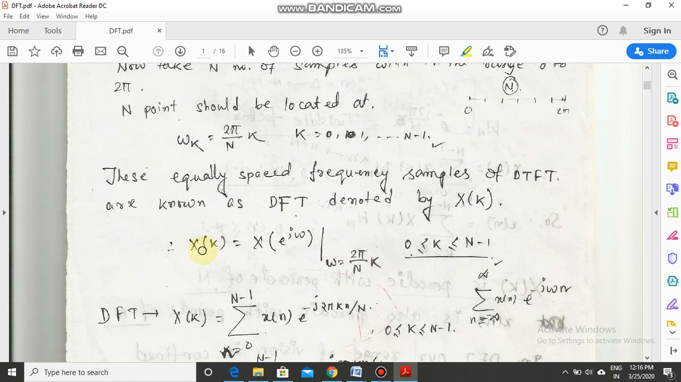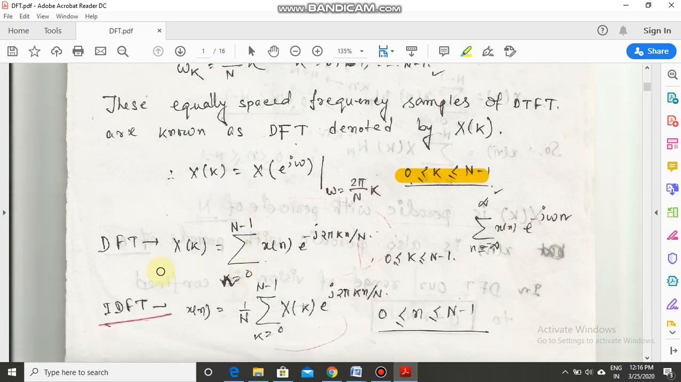Mathematically, we can say that X of k is defined from X of e to the power j omega at omega equal to 2 pi by N times k, where k varies from 0 to N minus 1. That means we are taking N number of samples. So this is the formula of DFT, where n varies from 0 to N minus 1 and k also varies from 0 to N minus 1: x of n multiplied by e to the power minus j 2 pi k n by capital N. Here the small n is called the time index and the small k is called the frequency index.